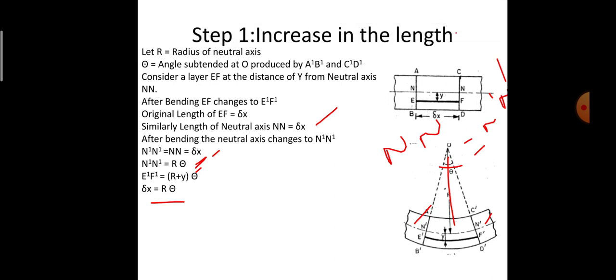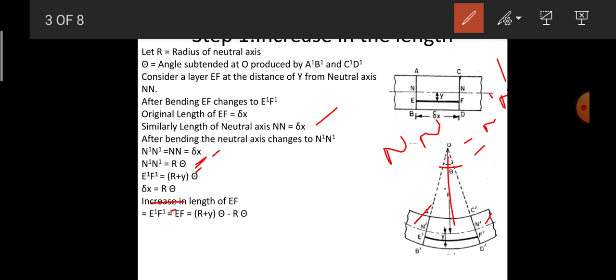So now I need to find the increase in the length of EF. That is nothing but the final length minus the initial length. I need the rate of increase of the length in the layer EF. So in order to determine that, it is the final length minus initial length. The final length is E dash F dash, and the initial length is EF. So E dash F dash minus EF.